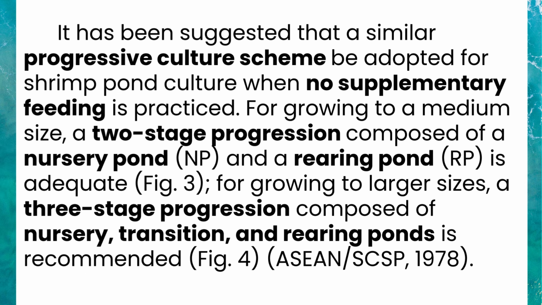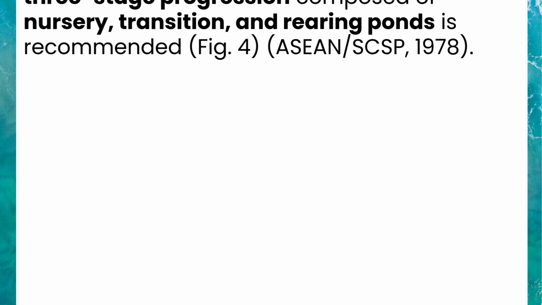It has been suggested that a similar progressive culture scheme be adopted for shrimp pond culture when no supplementary feeding is practiced. For growing to a medium size, a two-stage progression composed of a nursery pond, NP, and a rearing pond, RP, is adequate. Fig. 3. For growing to larger sizes, a three-stage progression composed of nursery, transition, and rearing ponds is recommended. Fig. 4. ASEAN, SCSP, 1978.